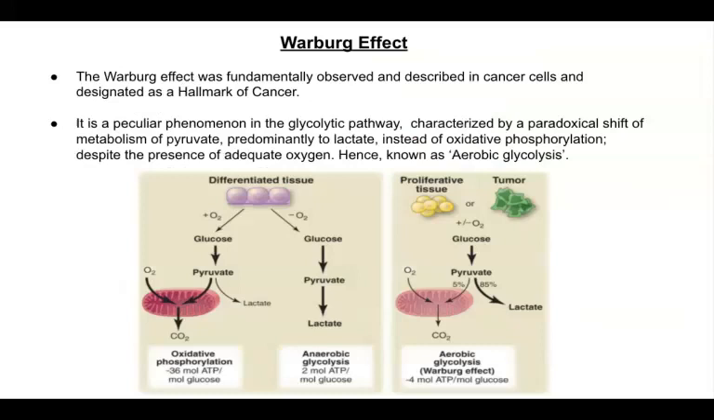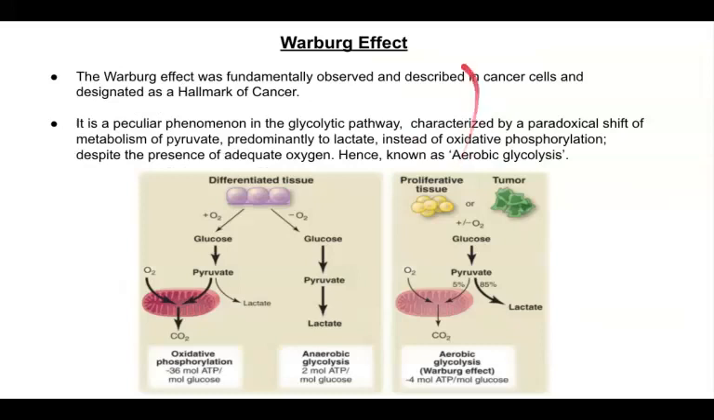It is a very peculiar phenomenon in the glycolytic pathway characterized by a paradoxical shift of the metabolism of pyruvate predominantly to lactate instead of oxidative phosphorylation. And this is despite the presence of adequate oxygen. Hence, this is known as aerobic glycolysis. So let's look into the diagram.